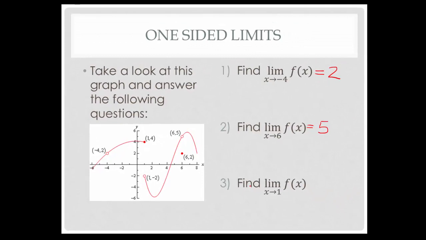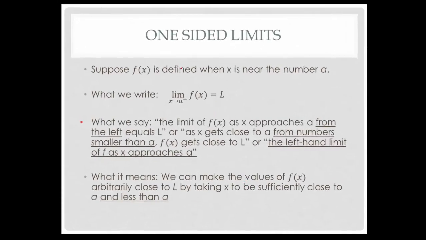We'll come back to it though. We need to talk about one-sided limits. When we talk about one-sided limits, we say suppose f of x is defined when x is near the number a. So it starts off the exact same way. What we write is the limit, here's your x approaching a, f of x equals L.